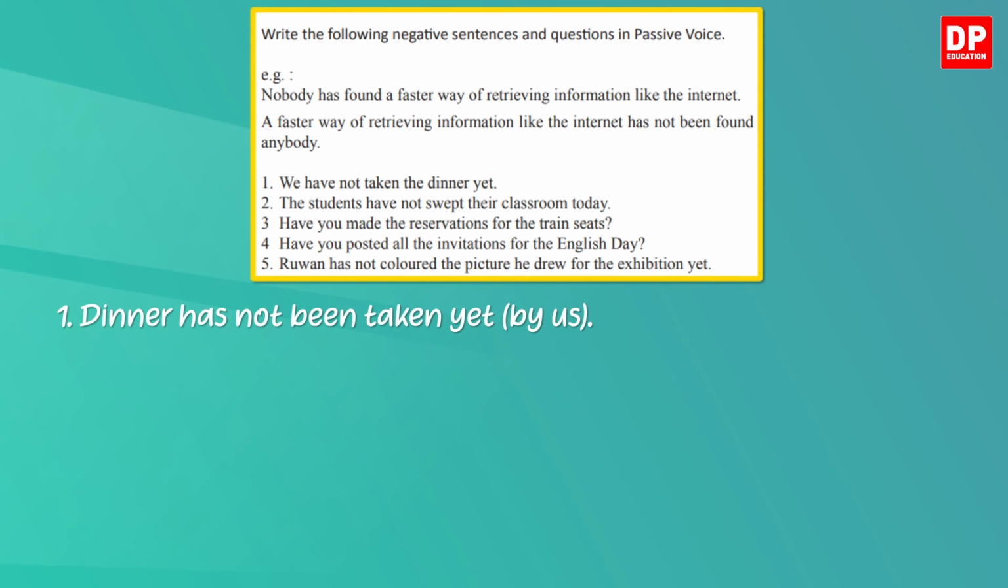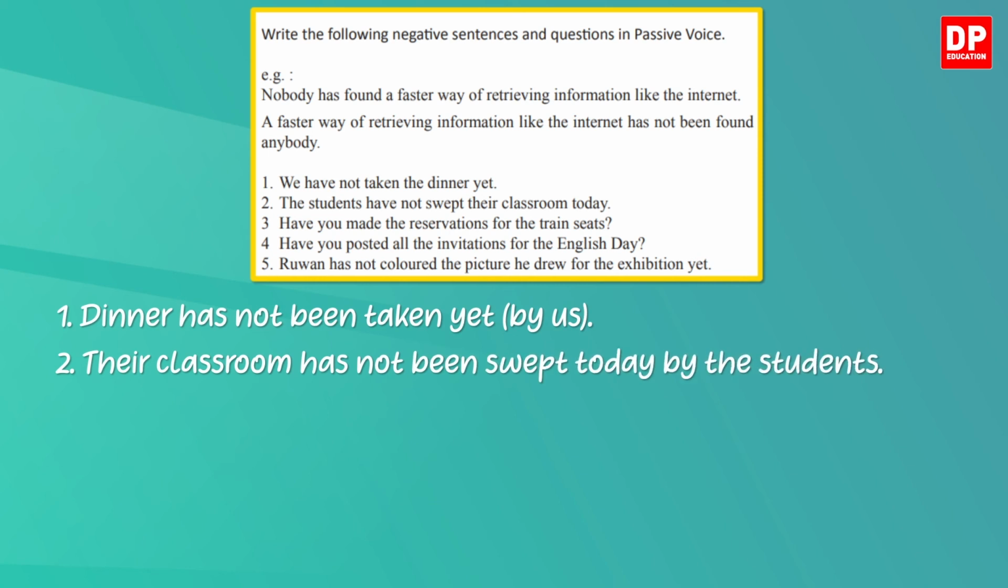Now, as you know, we write passive voice sentences when the doer is not very important. So here you can omit by us if you want, and you can say dinner has not been taken yet. Now the second one. The students have not swept their classroom today. How do you write this in passive voice? What is the new subject? Their classroom. So you have to write their classroom has not been swept today by the students.